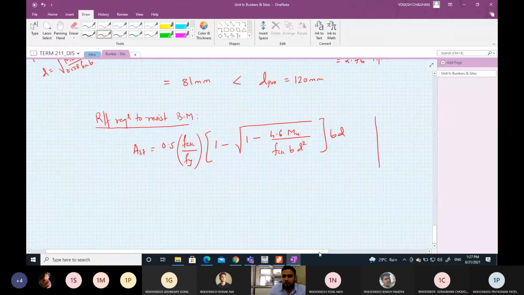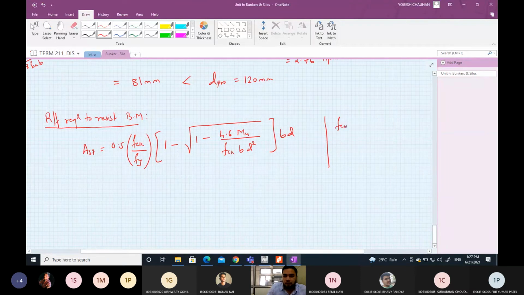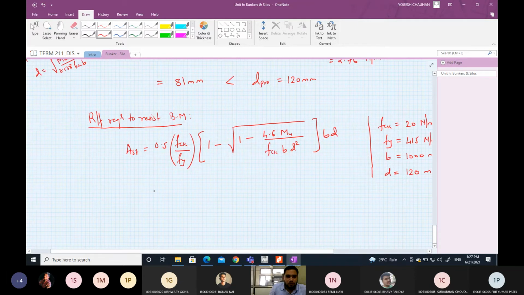Now here you have the value of FCK. FCK is 20 Newton per mm square. Fy is 415 Newton per mm square. B is 1 meter because we are finding the reinforcement per meter width, and D is 120 mm. So let us substitute these values. You will get the area of the reinforcement required to resist the bending.